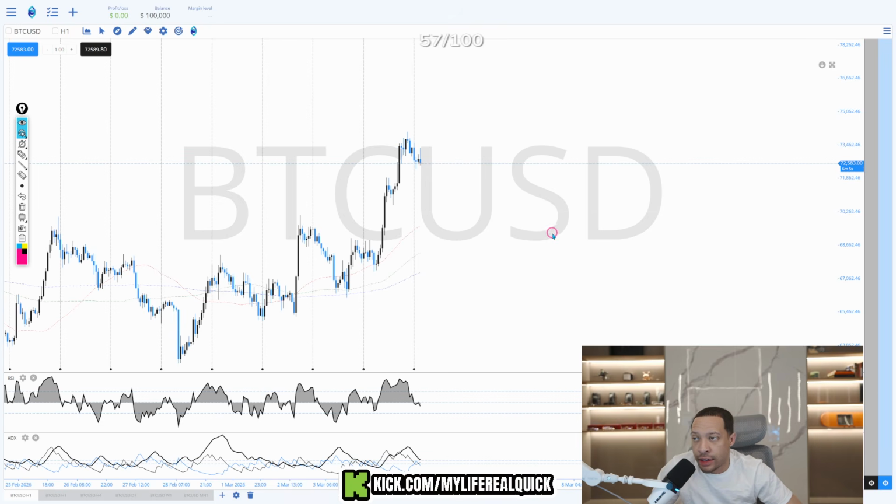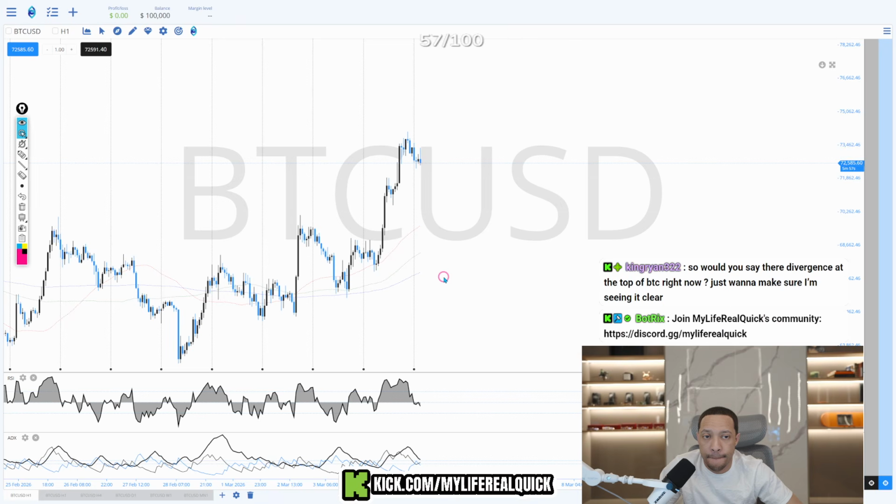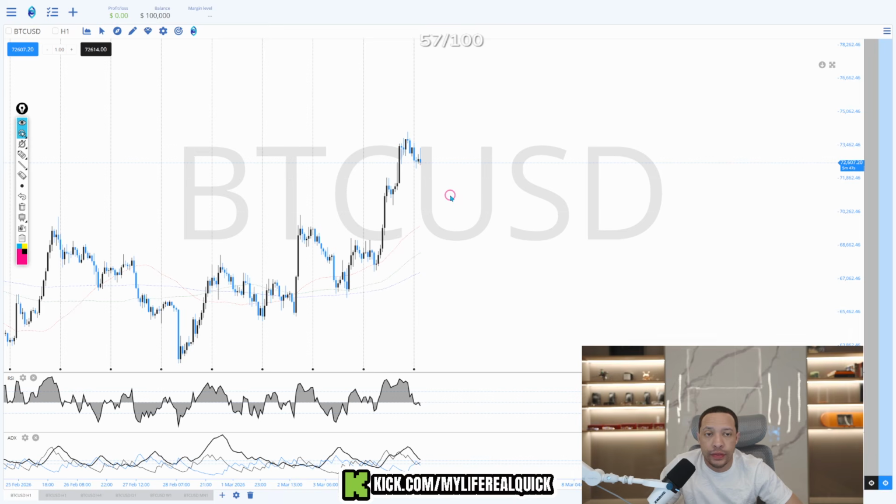SMAs are lagging indicators, not ahead of price. Indicators are lagging indicators. Remember that. Indicators are always lagging.